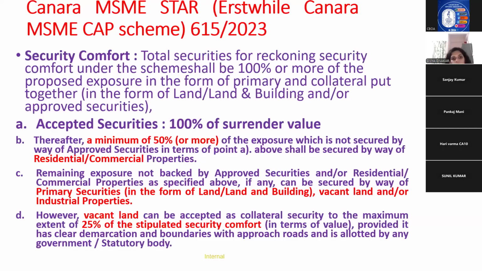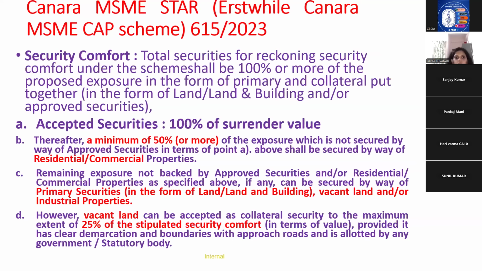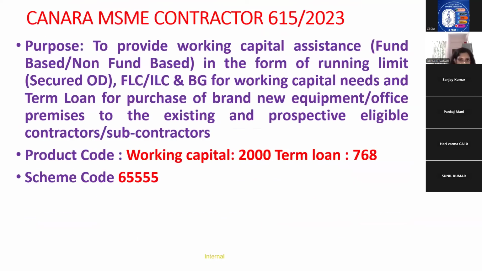Okay, 100%. Remember, 100% has to be there. 50%, if it is other than the accepted security, has to be by way of residential or commercial properties. The remaining can be in the form of land and building, vacant land or industrial properties. Vacant land can be only a maximum of 25%. Now we'll discuss another scheme, that is Canara MSME Contractor.